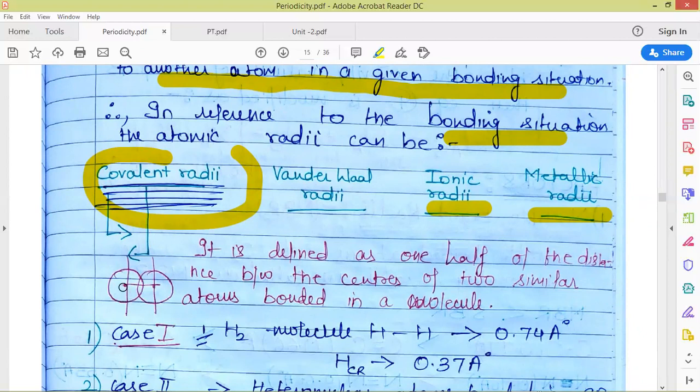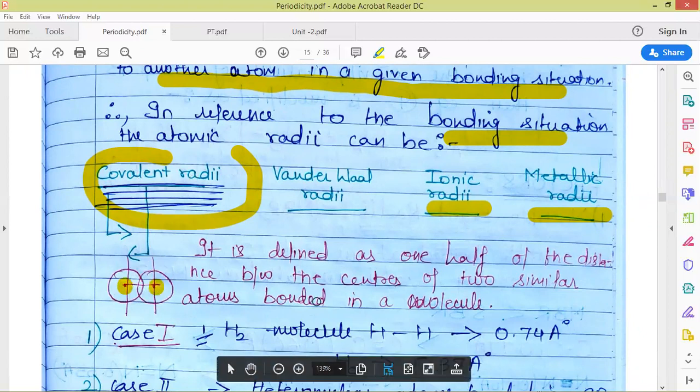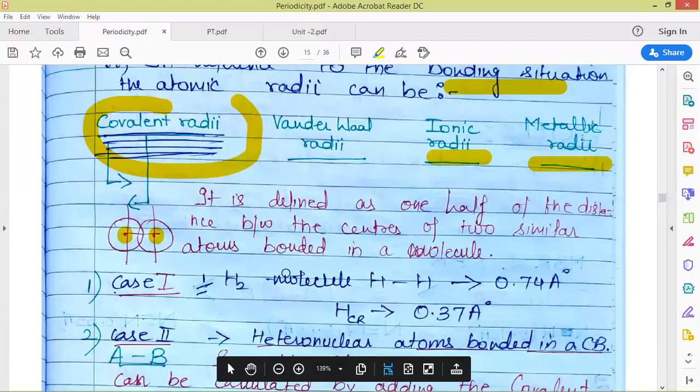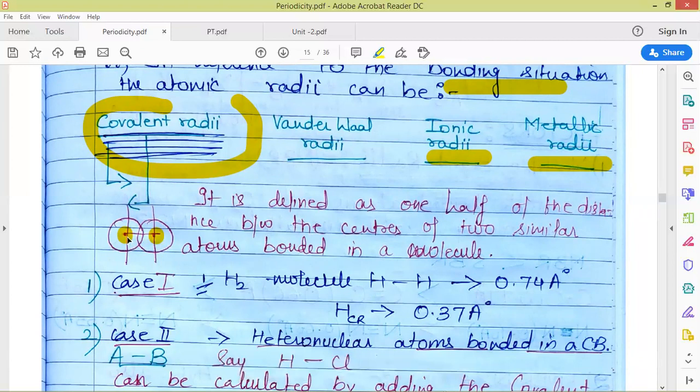So if these two hydrogens are bonded with each other through a covalent bond, then the covalent radius is going to be one half of the distance between their centers. So this distance, say this point is A, this point is B, then AB by 2 is going to be their covalent radius. This is the first case, where we are taking the distance between two similar atoms. That's why we have taken two hydrogen atoms as an example.